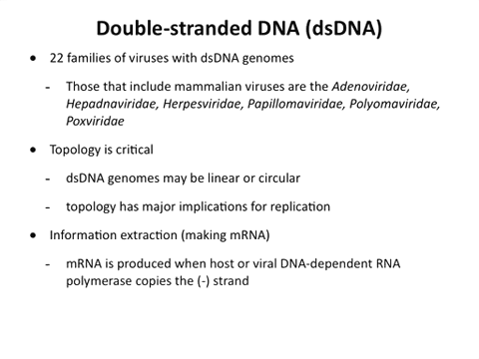Well, mRNA is produced when host or viral, it can be either, depending on the virus, DNA-dependent RNA polymerase copies the minus strand of the double-stranded DNA. So this is an enzyme that makes mRNAs. In the cell, it's called RNA polymerase II. And that enzyme copies the minus strand to make plus strand mRNAs.